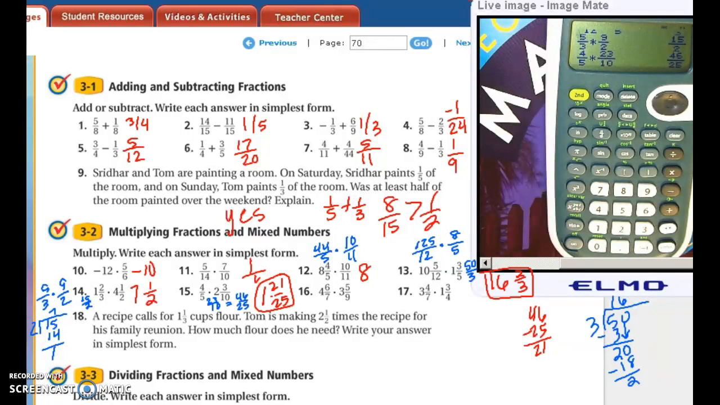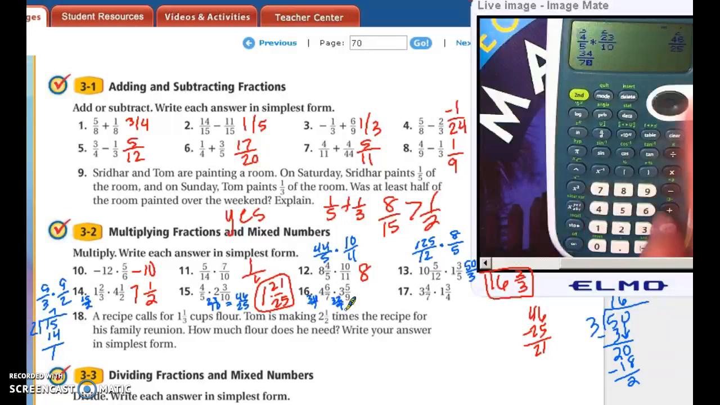For 16, 7 times 4 is 28. Plus 6 is 34. 9 times 3 is 27. Plus 5 is 32. So we have 34 over 7 times 32 over 9. That is 1,088 over 63.